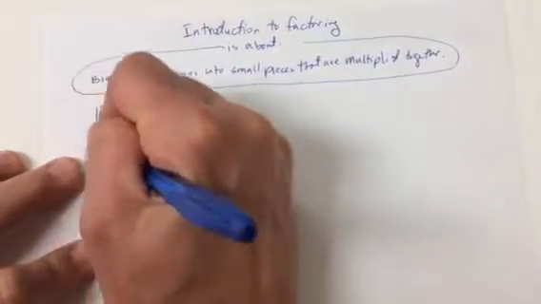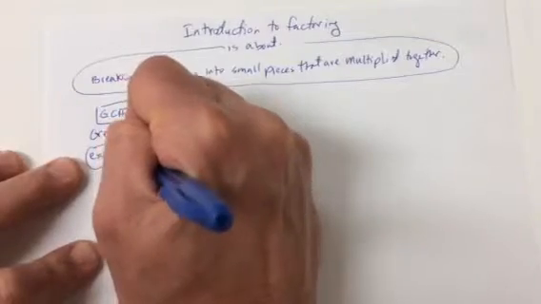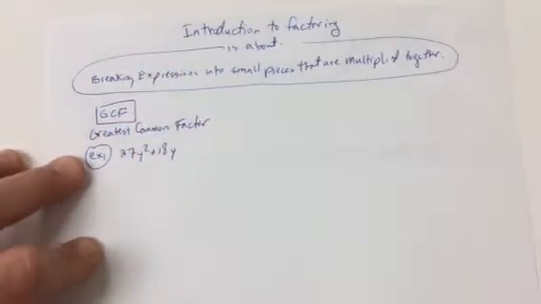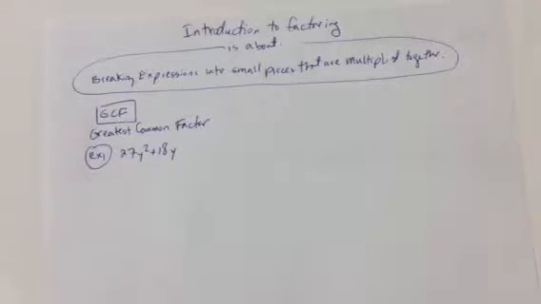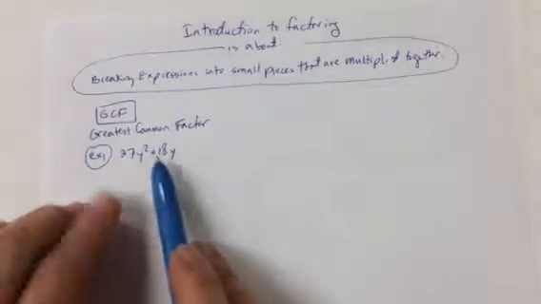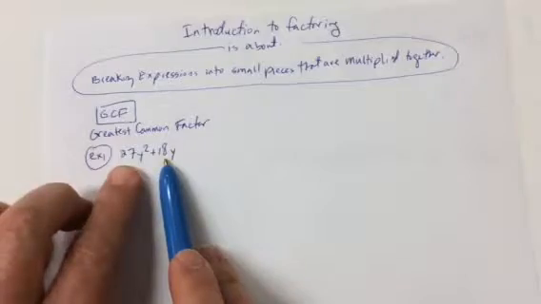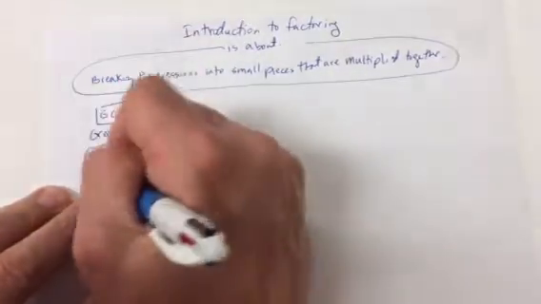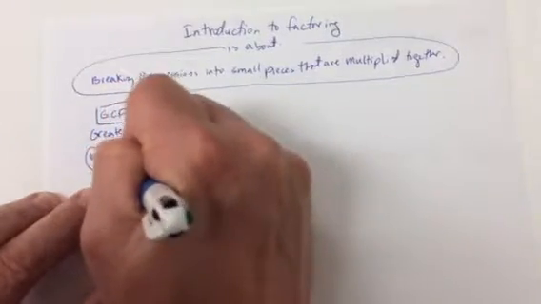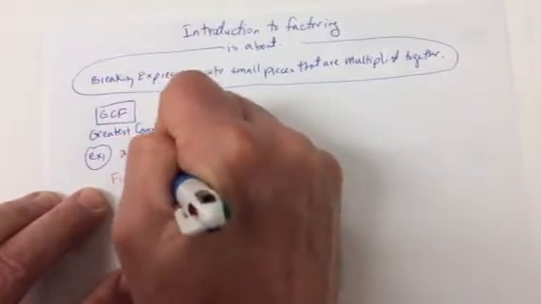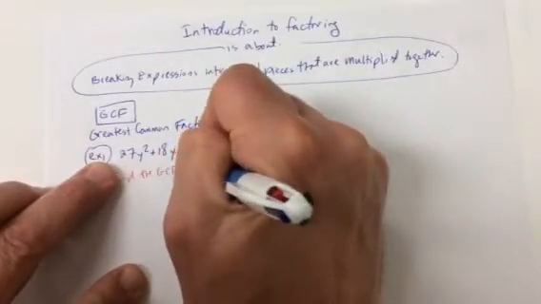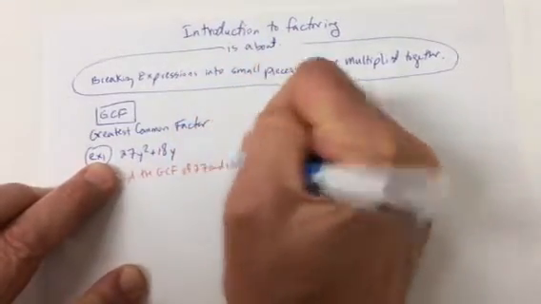For example 1, let's do 27y squared plus 18y. When we find the greatest common factor, we're looking at it with the regular numbers, the coefficients, but then we're also looking at it with the variables. So first we're going to find the GCF of our regular numbers, which is 27 and 18.